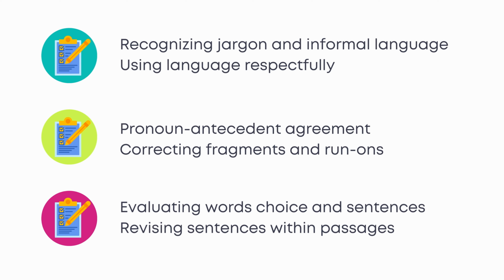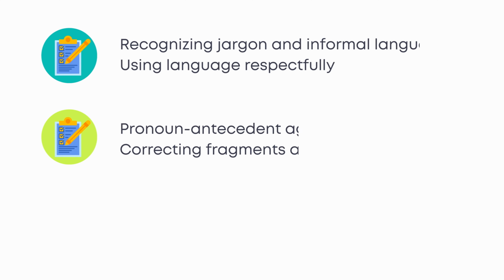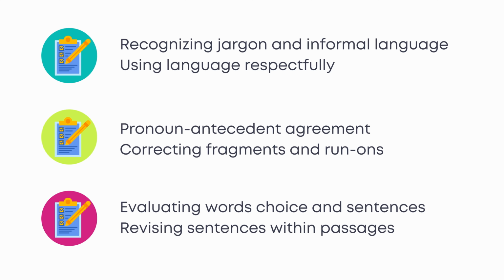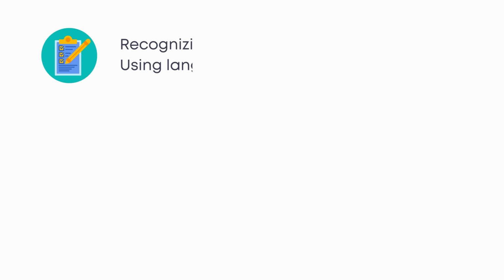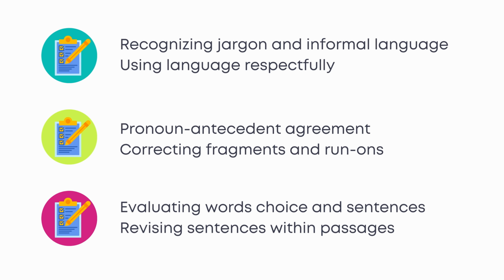Next, build to pronoun antecedent agreement and correcting fragments and run-ons. You'll need to have the foundational skills that you worked on before with clauses and plural verbs built. You can't escape this on the TEAS, so it's really great to get familiar with it and build to it as you study. Once you've got that down, you can go to evaluating and revising sentences within passages.